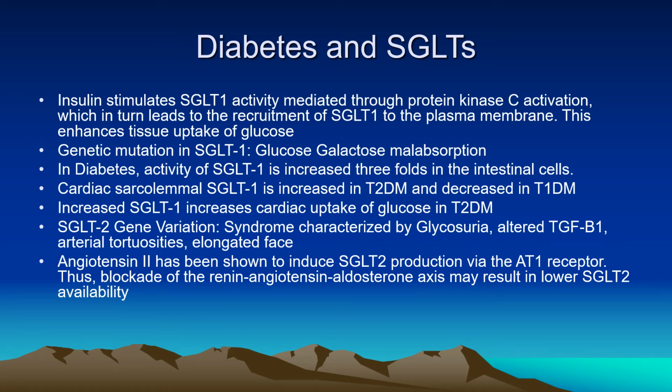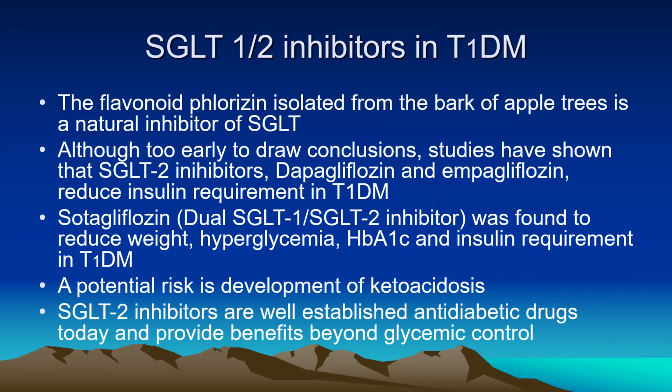SGLT2 gene variation may cause a syndrome characterized by tortuosity of arteries, elongated face, and expression of TGF beta 1. This is called arterial tortuosity syndrome. Angiotensin 2 is shown to induce SGLT2 production via AT1 receptors. Therefore, there could be an interrelationship between renin-angiotensin excess and SGLT1 or 2 expression. The flavonoid phlorizin, isolated from the bark of apple trees, is a natural inhibitor of both enzymes.